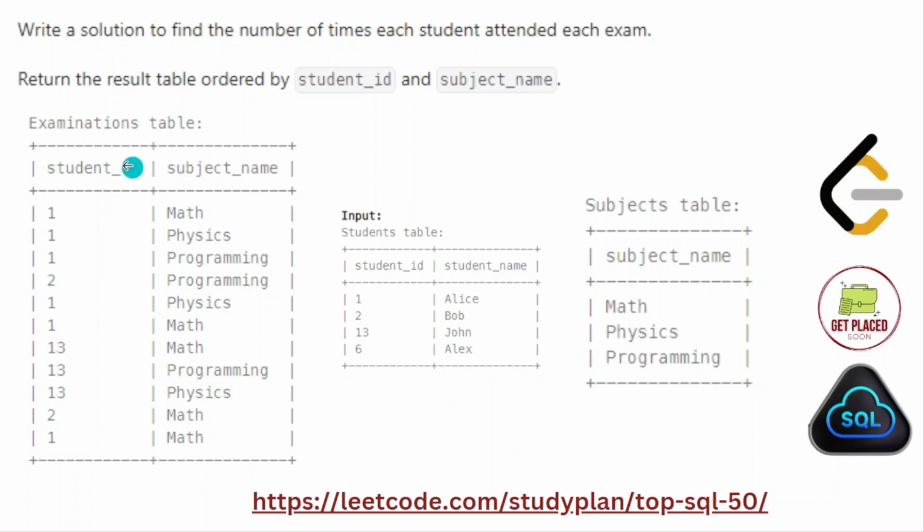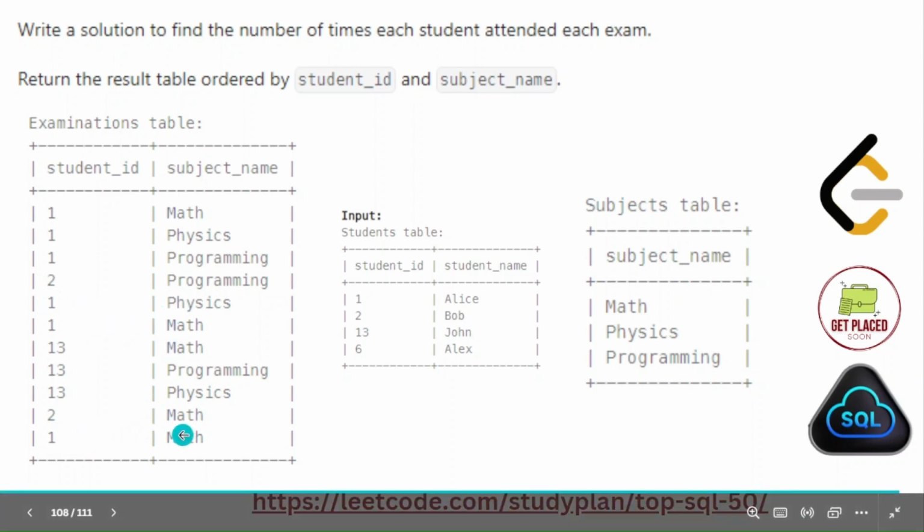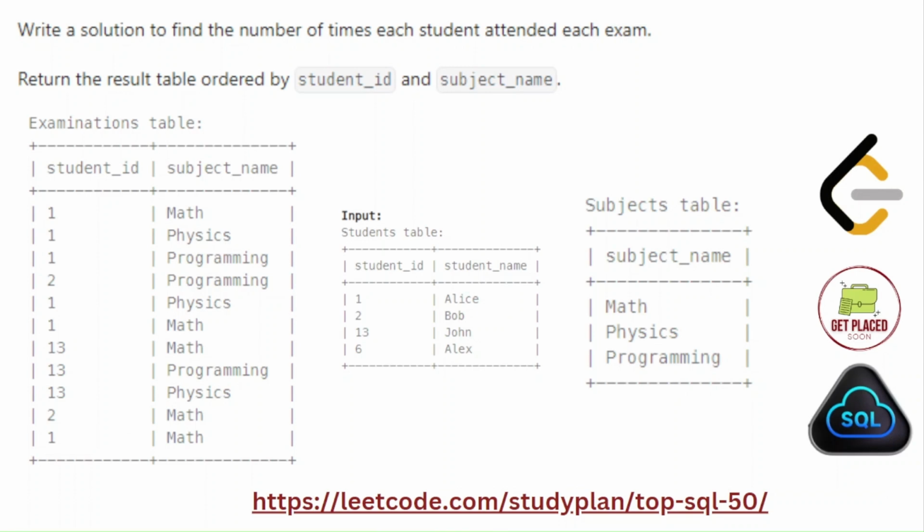Now look at the examinations table. So this is something you need to clearly see. So Alice, that is student ID 1, attended maths exam, physics exam, programming exam, again physics exam, again maths exam, again here maths exam. So this Alice attended the same subject multiple times, and in the examination table you can see multiple subjects also: maths, physics, etc. Similarly, you have 13th guy, that is John, maths, programming, physics. He attended everything. One more thing you need to notice is we have this guy named Alex with student ID 6, you cannot see any exam, which means Alex did not attend any exam.